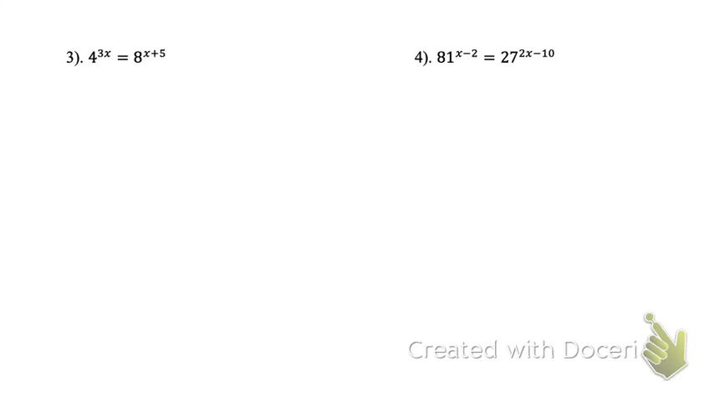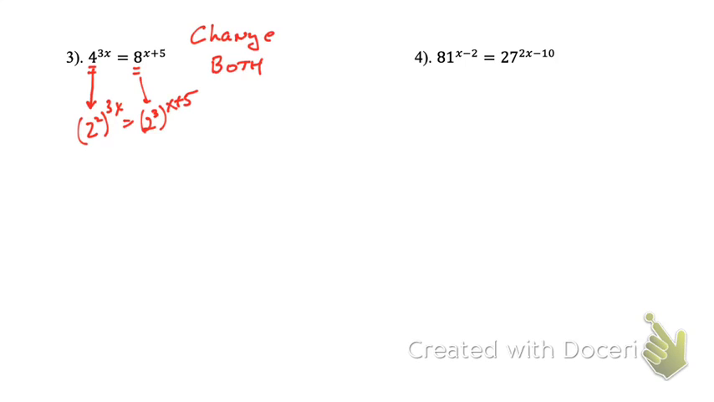Okay. Sometimes, not all the time, we got to think a little bit about how we're going to get these bases the same. We need these two to be the same number. So in this case, we're going to have to change both. Think about this a little bit. So what's another way to get 4? Well, we could square 2. What's another way to get 8? Well, we could cube 2. 2 times 2 times 2 is 8. And now we have done what we needed to do.